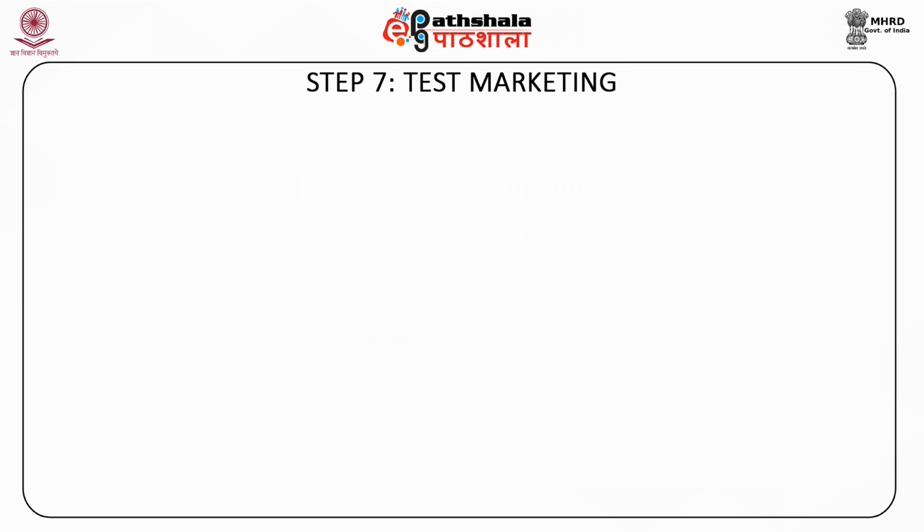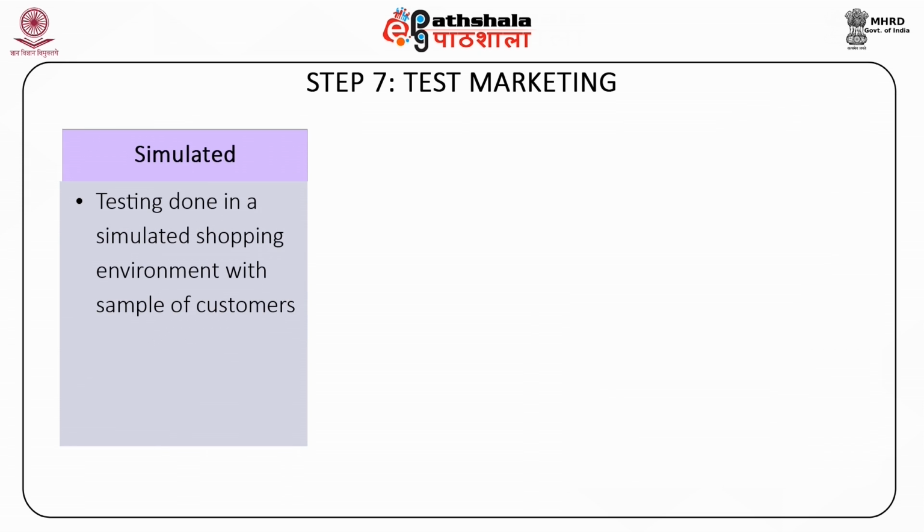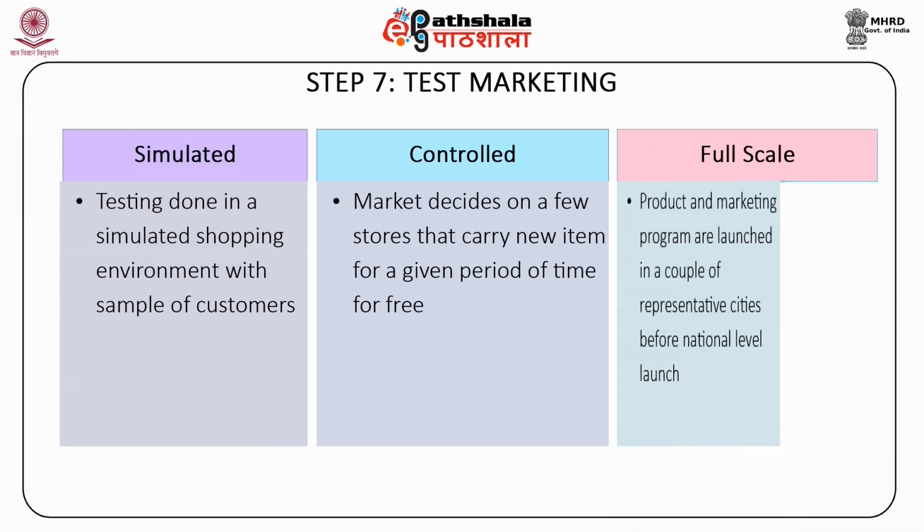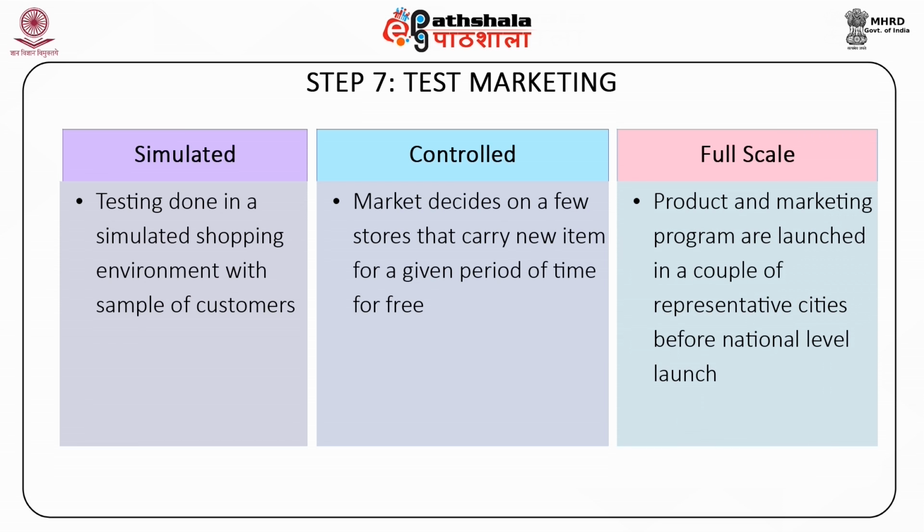Further, test marketing is of three types, in increasing order of costs involved. Simulated test market, with testing done in a simulated shopping environment with a sample of customers. Controlled test market, where the marketer decides on a few stores that carry the new item for a given period of time for a fee. Full-scale test market, where the product and marketing program are launched in a couple of representative cities before a national level launch.